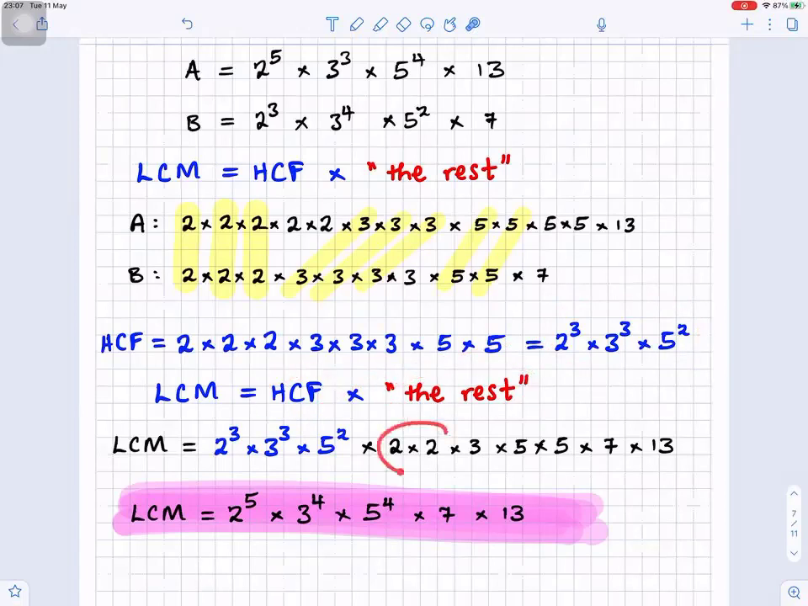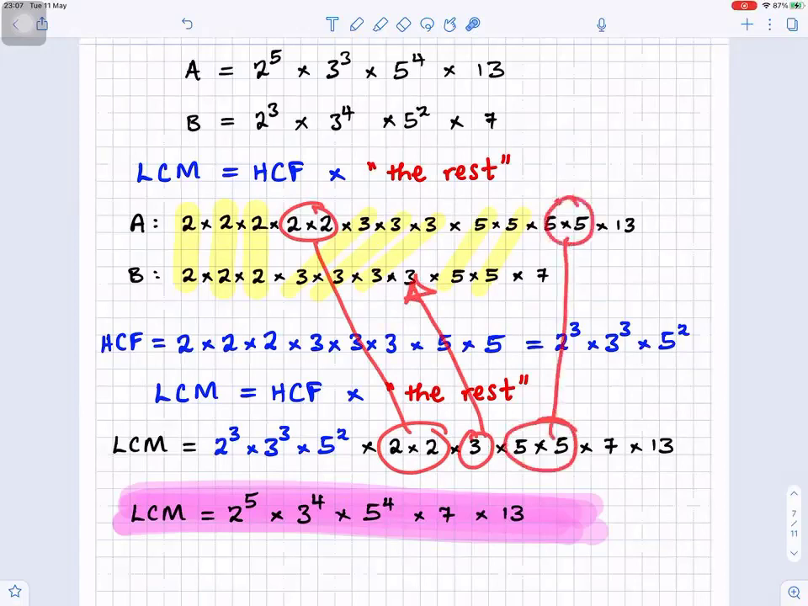So the rest is this 2, 2, which is that 2. This 3, which is that 3. This 2 5s, which is that 2 5s. This 7, which is that 7. And this 13, which is that 13.